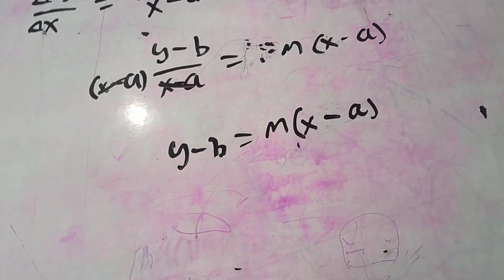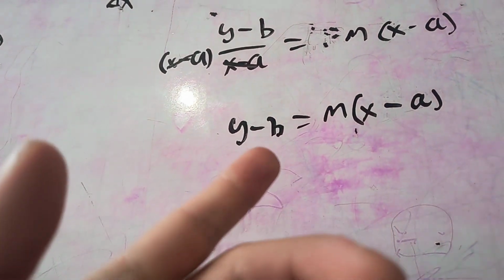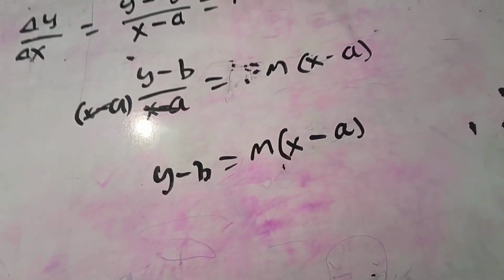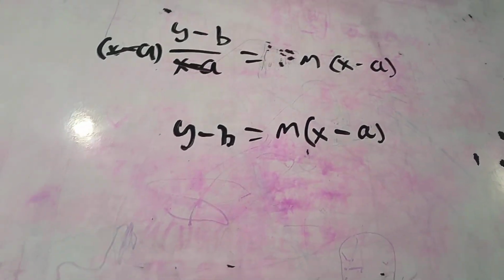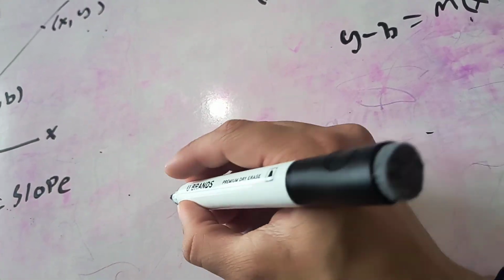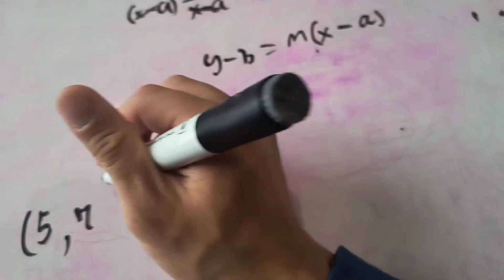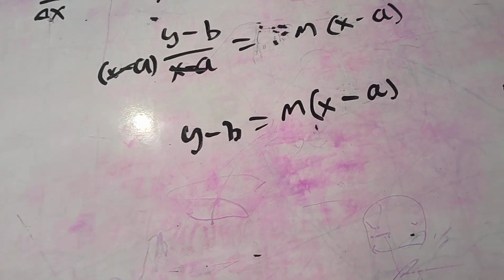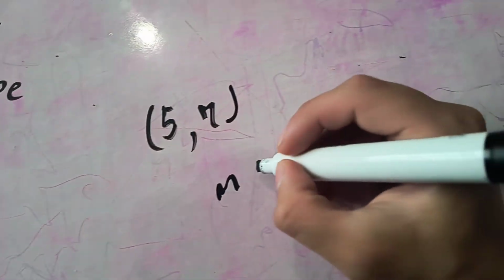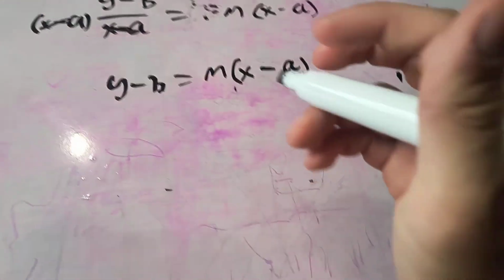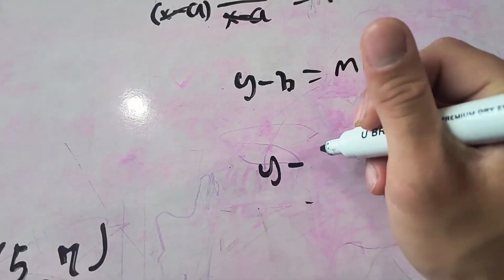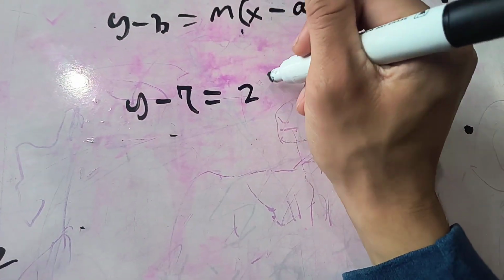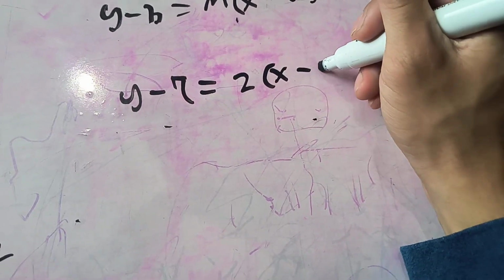I believe it's called point slope form. And the reason it's called point slope form is because whenever you're given a point, let's say 5, 7, that's what our A and B will be equal to. And you're given the slope, let's say M is equal to 2. Then the equation would now be Y minus 7 is equal to 2 times X minus 5.